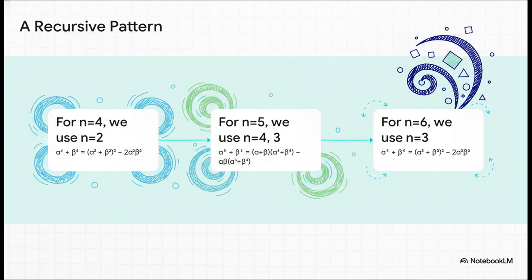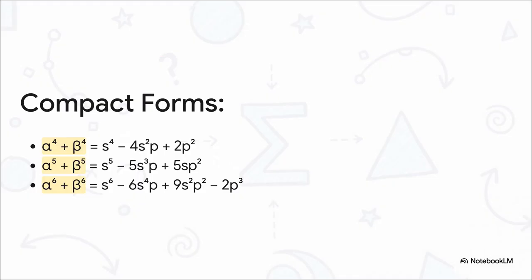It's the same for n equals 5. It uses our results for 4 and 3. Each new level is built directly on the solutions we already found. It's a beautiful recursive pattern. Now, we won't go through all the algebra, but after you do all those substitutions and you simplify everything, these are the final compact forms you get.